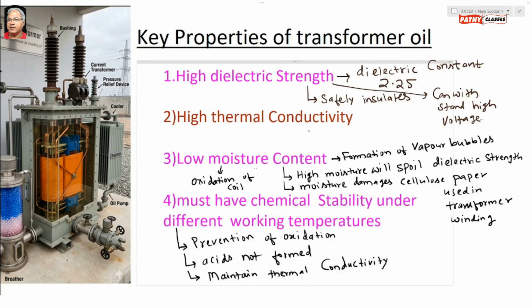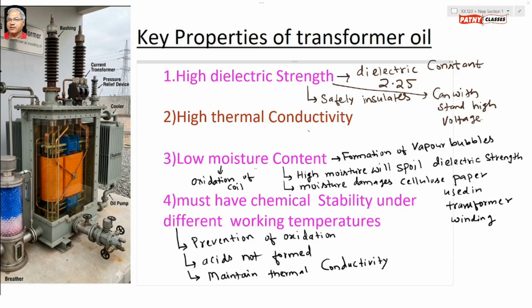Now, the fourth important property is that transformer oil must be chemically stable under different working temperatures. That means it should not break down. It should not get converted to something else. The quality of the oil should remain the same even though the temperature is changing. If it is chemically stable, then we can avoid oxidation. Suppose it is not chemically stable, then what will happen?